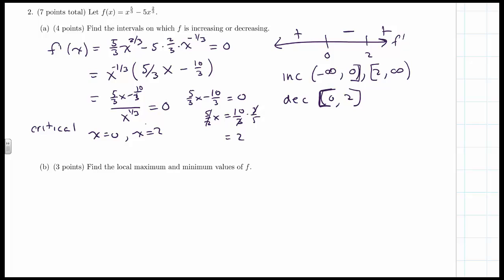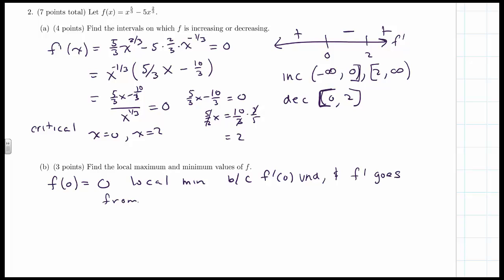What are the local maximums and minimums? Well, f of 0, which is equal to 0, is going to be a local minimum because f prime at 0 is undefined, and f prime goes from positive to negative at x equals 0.